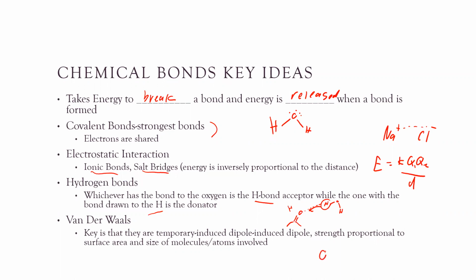So if we had an electron with 4 electrons and 2 electrons migrate to one side, it's going to be a very weak interaction. But if I have one with 56 electrons and 23 electrons migrate to one side, it's going to be a much stronger interaction. So size and surface area are the keys in van der Waals forces.